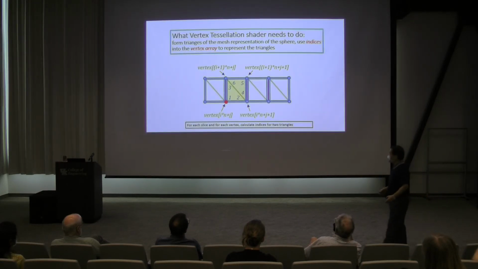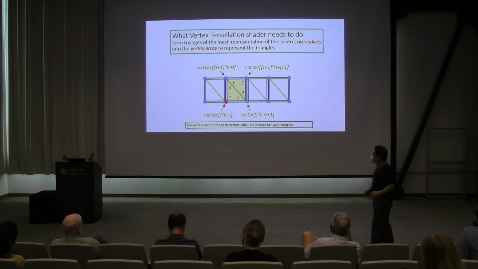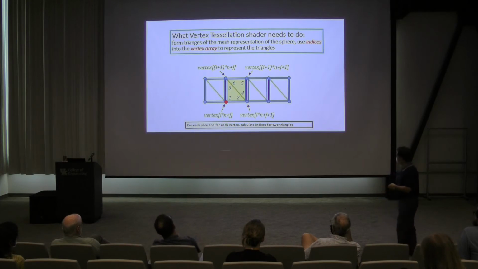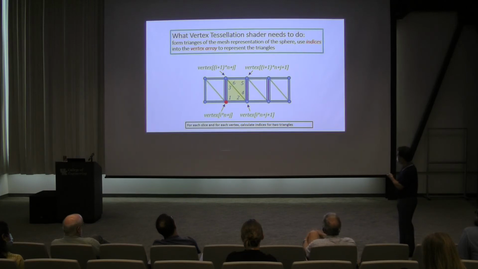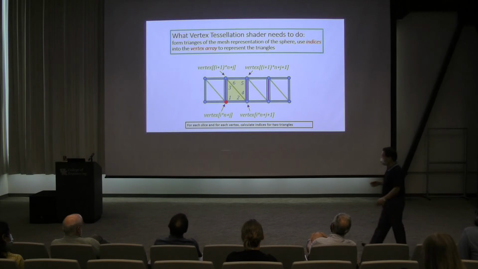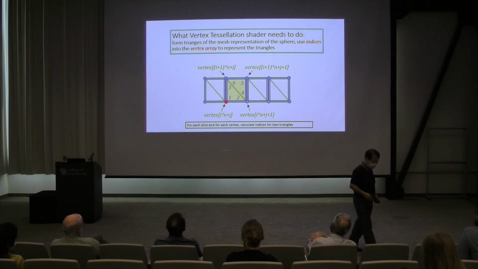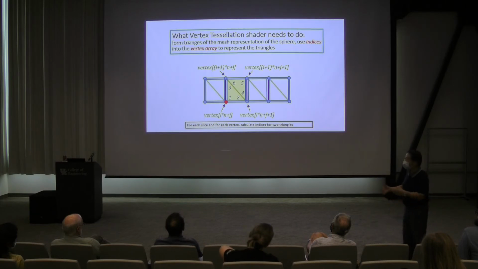Remember that the tessellation shaders are to form triangles. So you have to tell the shaders how each triangle is formed using indices. For instance, you form this triangle using this vertex, this vertex, and this vertex, each found in an entry of your vertex array. Therefore, the tessellation shaders can build a mesh for the given sphere.